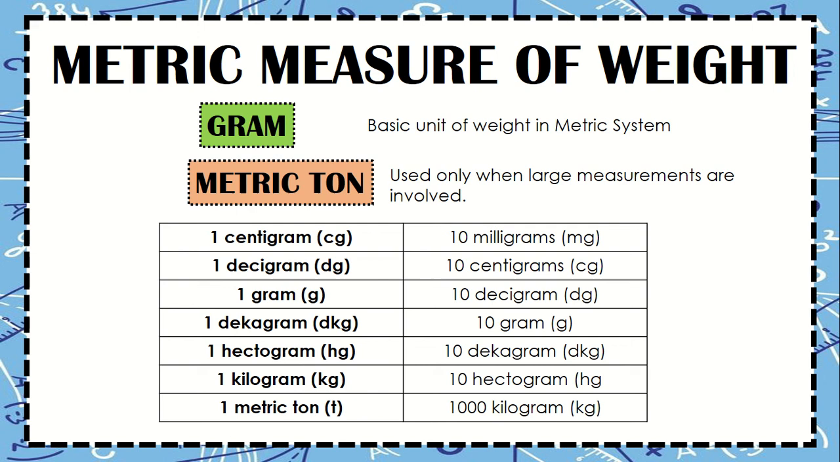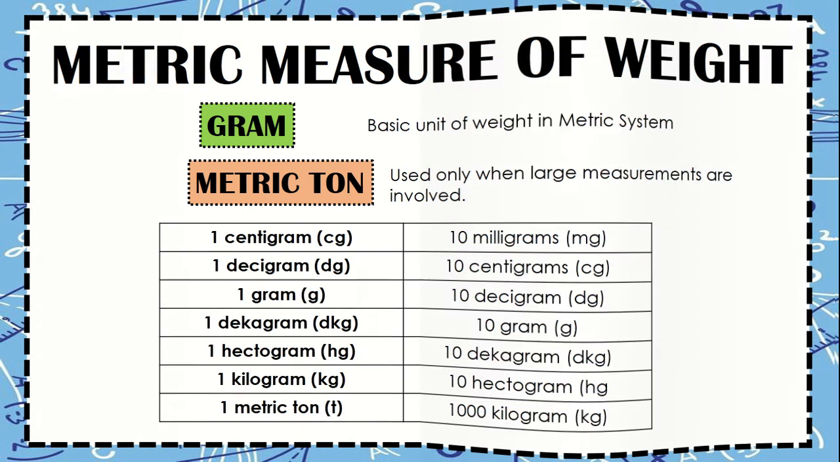So, ito yung conversion table natin. 1 centigram is equivalent to 10 milligrams. 1 decigram is equivalent to 10 centigrams. 1 gram is equivalent to 10 decigrams. 1 decagram is equivalent to 10 grams. 1 hectogram is equivalent to 10 decagrams. 1 kilogram is equivalent to 10 hectograms and 1 metric ton is equivalent to 1,000 kilograms.